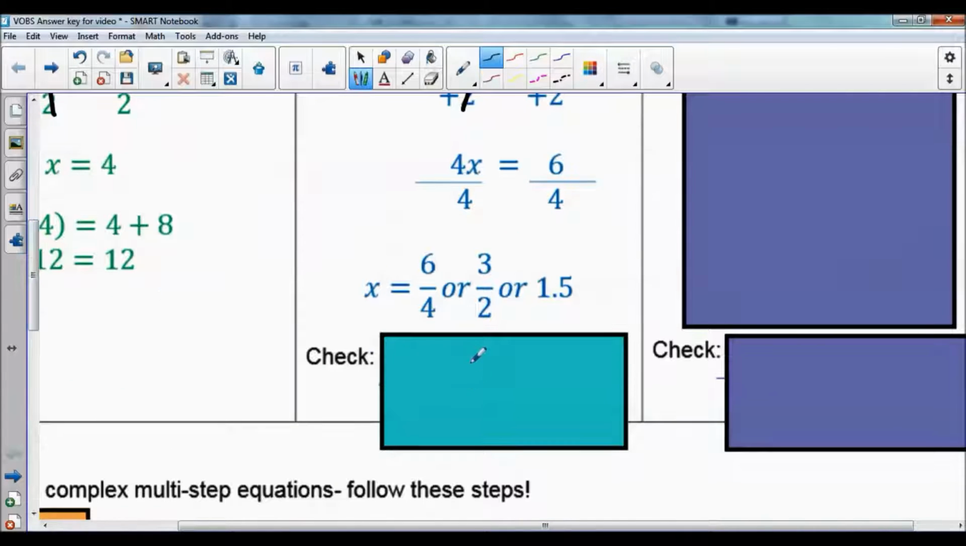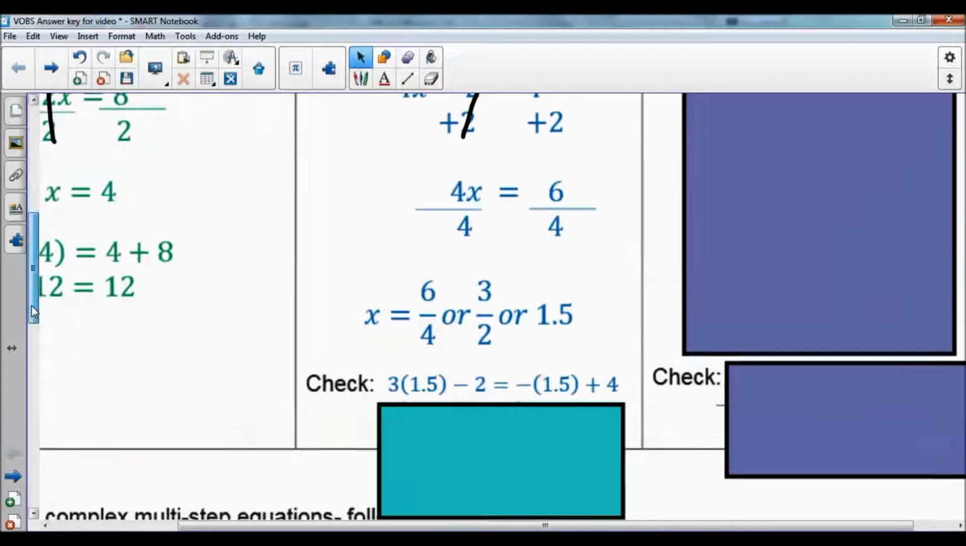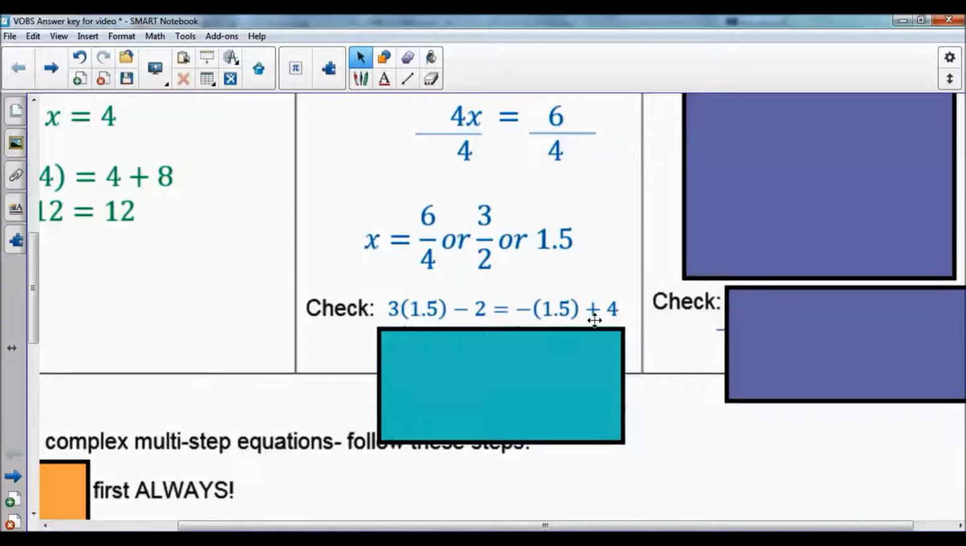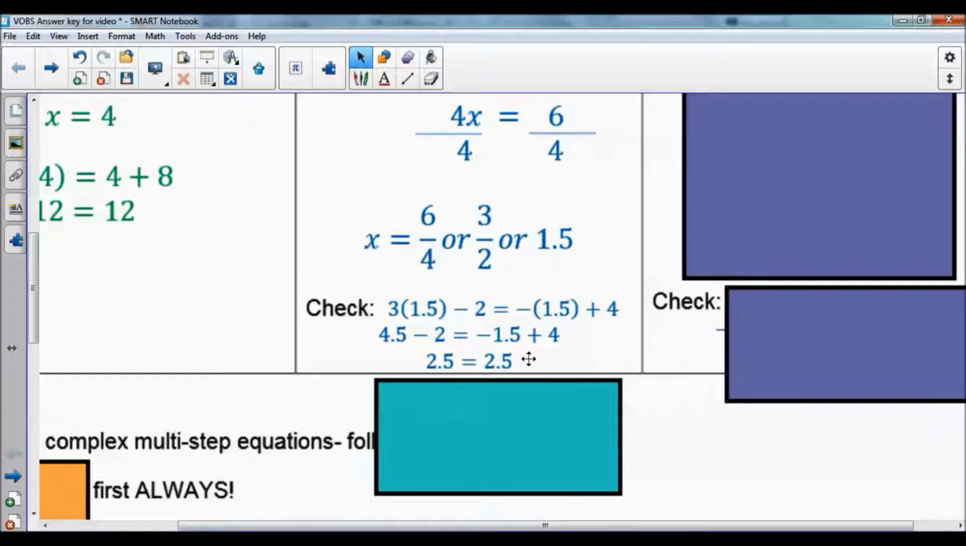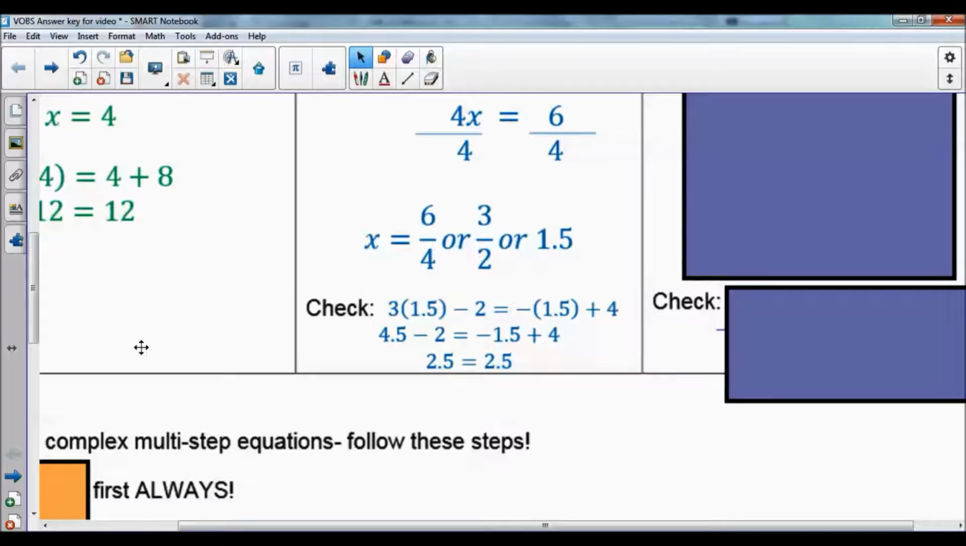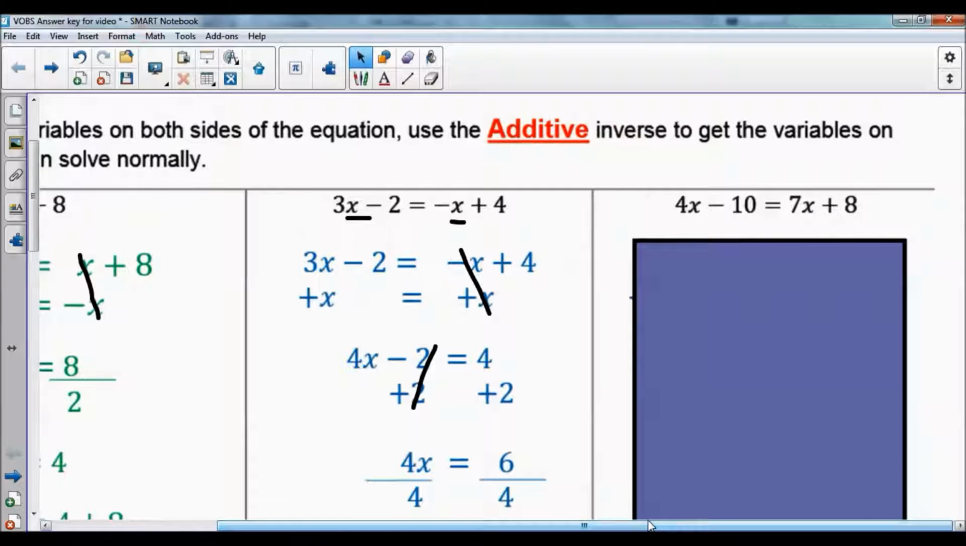3x minus 2 would become 3 times 1.5 minus 2. On the other side, we had a negative x, so we're going to put that on there. So we have negative, and then 1.5, and then plus 4. On this side we're going to have to multiply, so 3 times 1.5 is actually 4.5 minus 2. Here we can drop our parentheses, it's just negative 1.5 plus 4. Then when we subtract here, we get 2.5, and when we add here, we get 2.5, so our x is correct. It is 1.5.